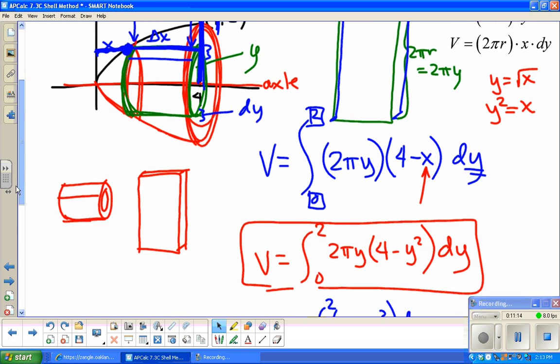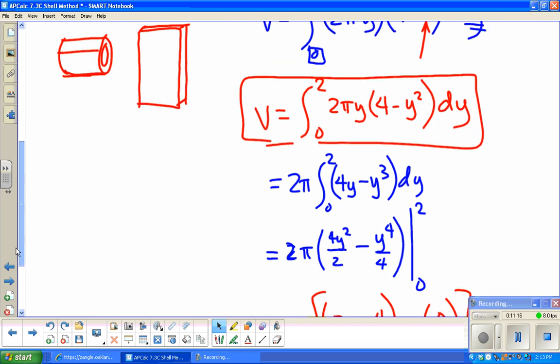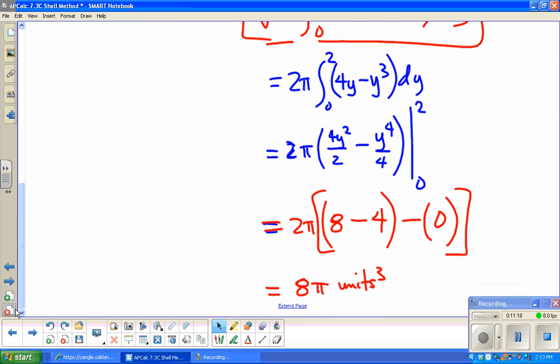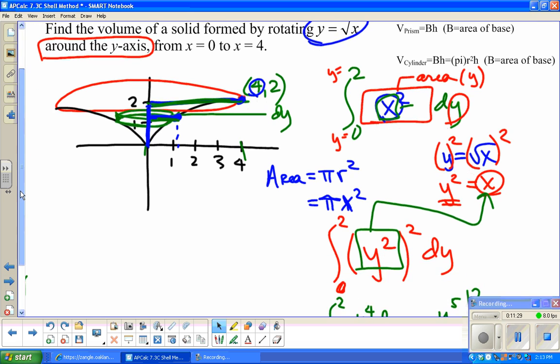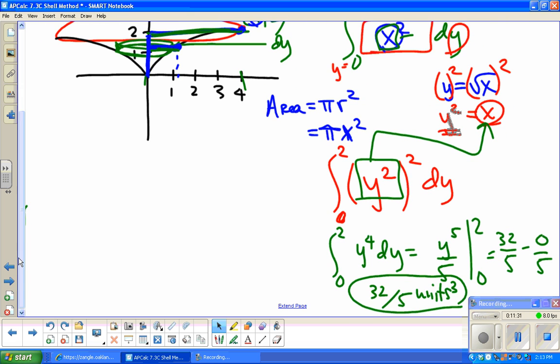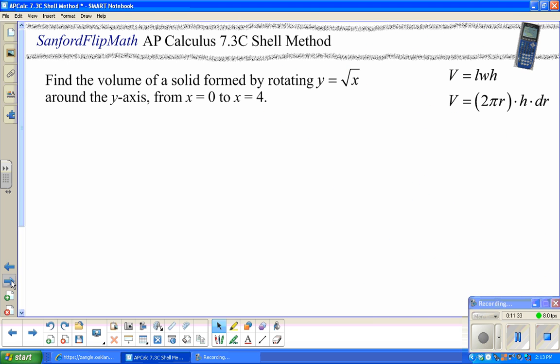And sometimes it'll just be a matter of you can choose which method you want to do, and other times not. So let's do another one. This is us doing the disk method, going around the y-axis with, again, y equals square root of x, and we're going to do the same exact problem again using the shell method.